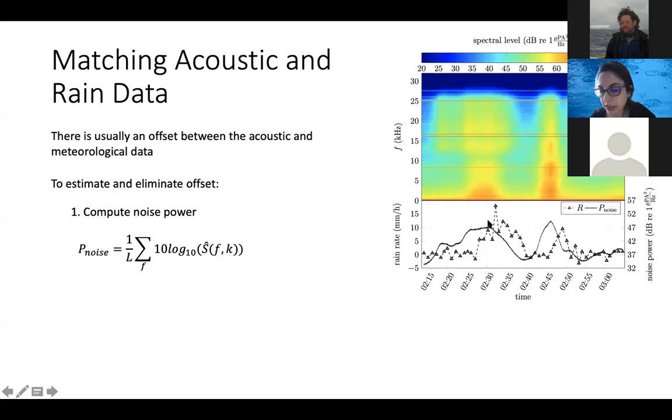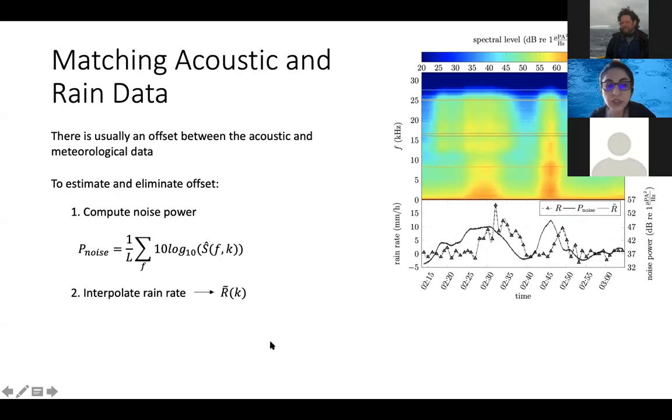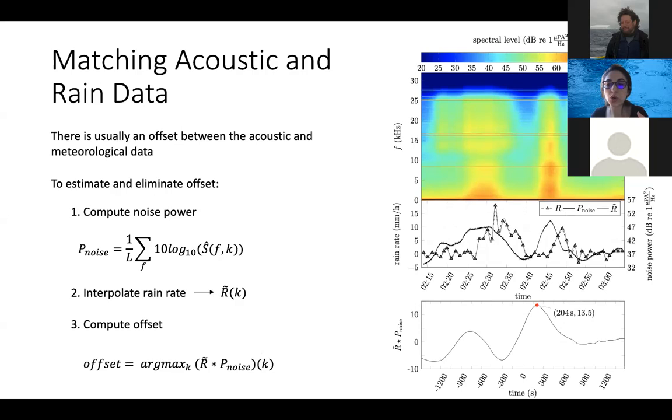The lag is clear. And then we interpolate rain data to get the same number of samples that we have in the noise data. Then we calculate the correlation between these two functions, and the time of the peak of the correlation gives us the time of the lag. So in this case, we have a 204-second delay, and we will fix that delay in the rain rate data. We shift it back so they align, and then we save the data for analysis.